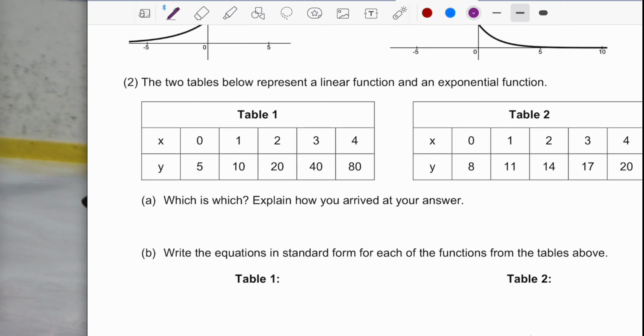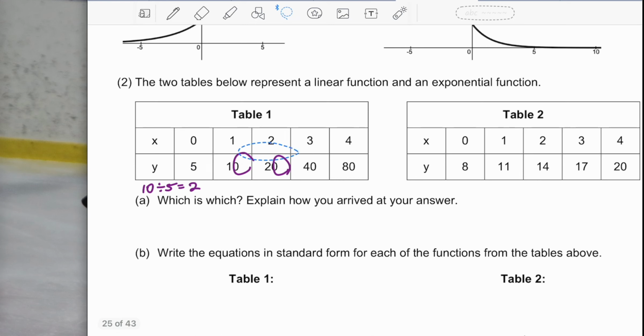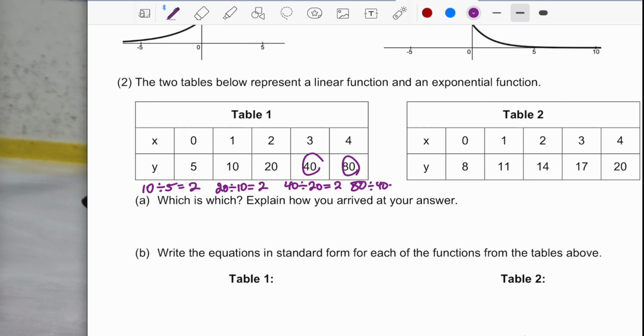So in this case here, for the first one, if we divide any of the two values, so 10 and 5, for example, 10 divided by 5 is equal to 2. All right. I would just want to make sure that that ratio holds true every step of the way. So 20 divided by 10 better also be equal to 2 if this is going to be exponential. 40 divided by 20 also 2. And then finally 80 divided by 40 also equal to 2.